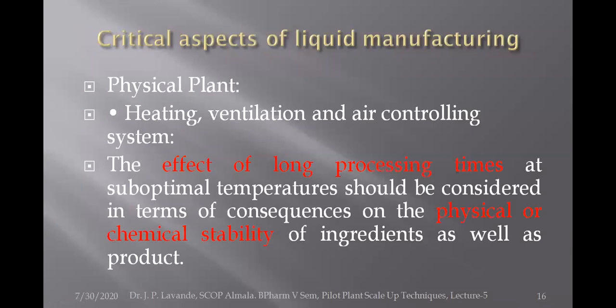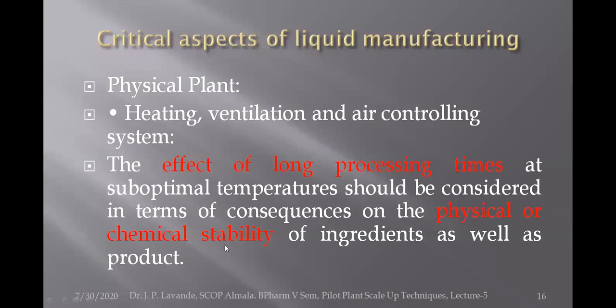Critical aspects of liquid manufacturing. These have to be considered, and they will play an important role during the process of scaling up. The first and most important is the physical plant, the proper system of heating of the liquids, ventilation and the air controlling system. The effect of long processing times at suboptimal temperatures should be considered in terms of consequences on the physical and chemical stability of ingredients as well as the products.